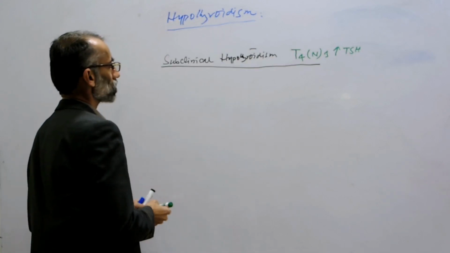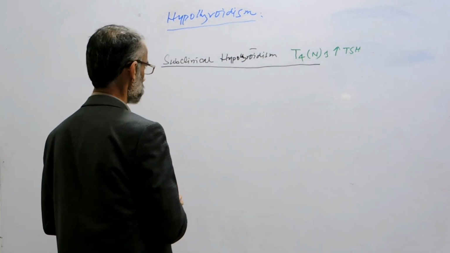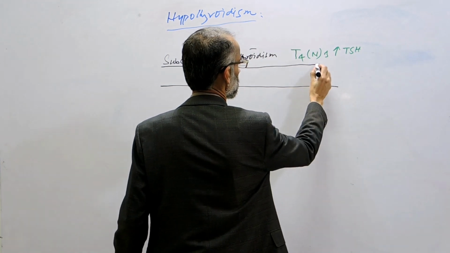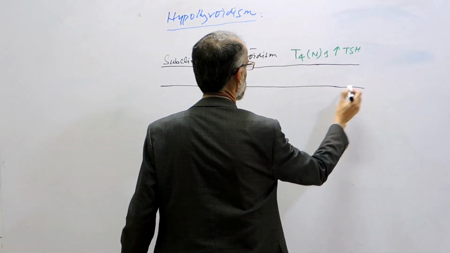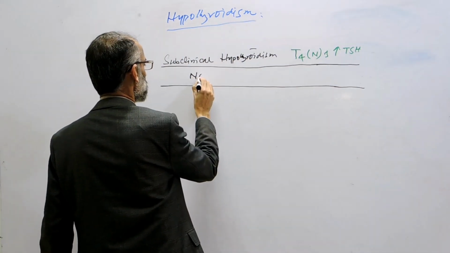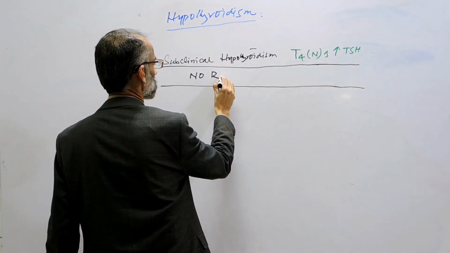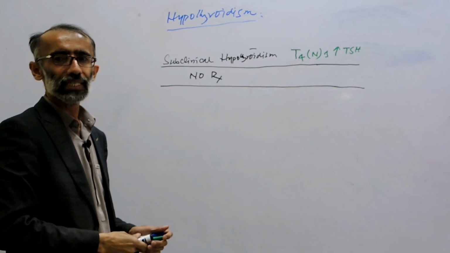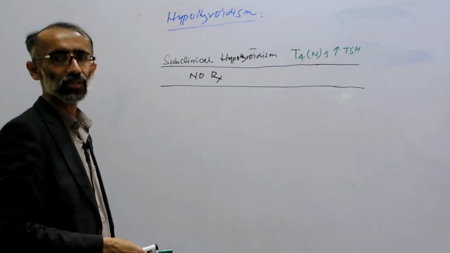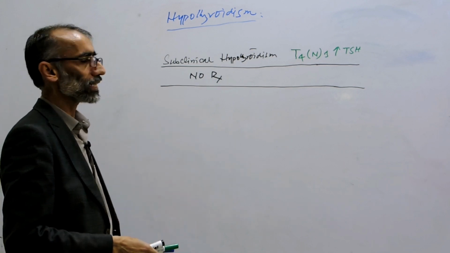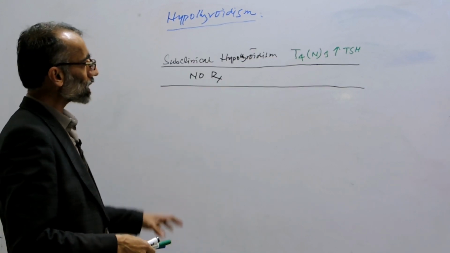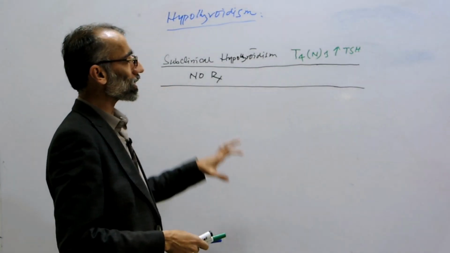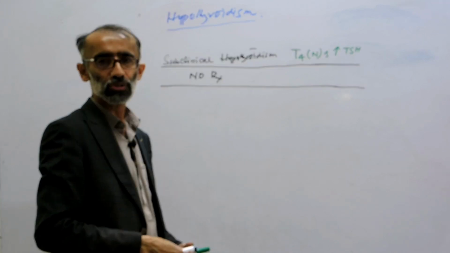Does it need treatment? Subclinical hypothyroidism, does it need treatment? No, it needs no treatment, because it is a mild form, a compensatory form. So it does not need any type of treatment. But there are certain conditions in which subclinical hypothyroidism should be treated.